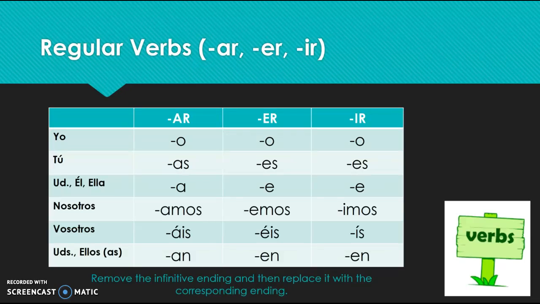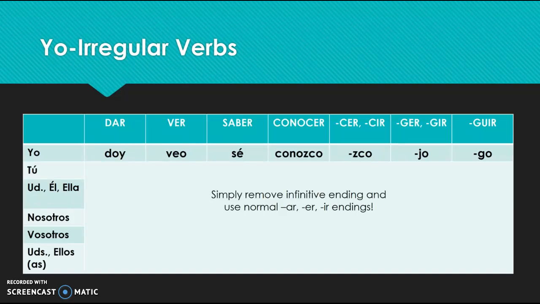All right, so we know these regular verb endings, and for the most part, these are going to be the endings that you're always going to use. But we do have some special verbs that will use these endings but have a little twist to them. The first set of irregulars are called yo irregulars, and they're called yo irregulars for the simple fact their only odd form is in the yo form. These verbs have a normal tú form, usted, él, ella, a normal nosotros, a normal vosotros, and ustedes, ellos, and ellas. The only irregular form is yo.